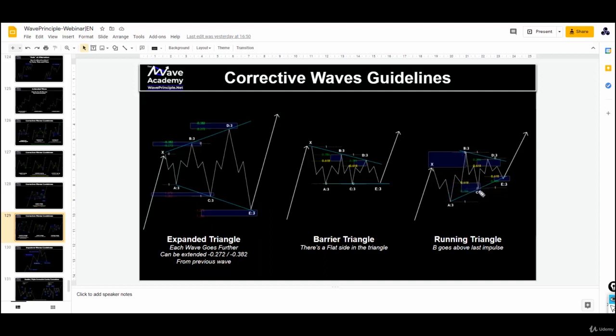You measure wave B to wave C, and you find wave D at 0.786, 0.618, and the same goes for E. Remember, the wave E can be truncated, which means it doesn't touch this trend line and goes away. Or it goes down, making an overflow, and comes back up.